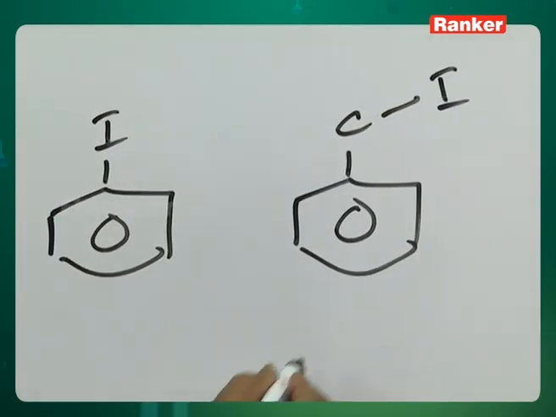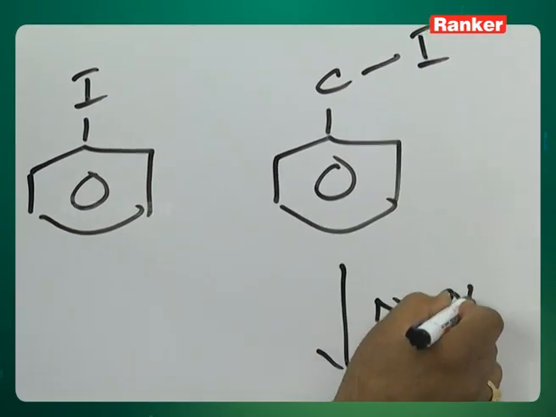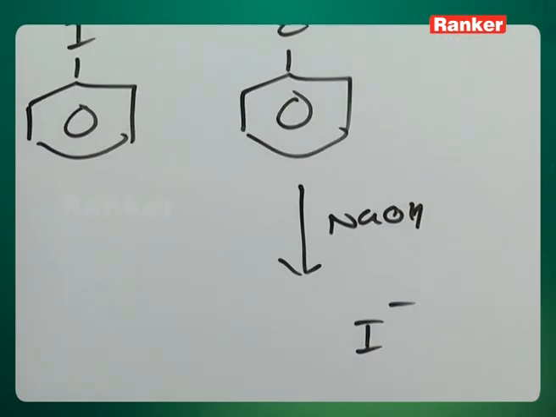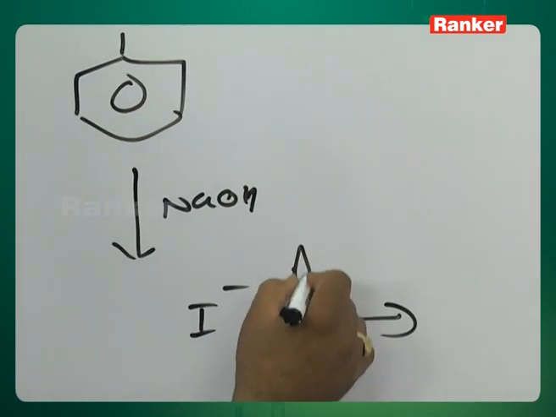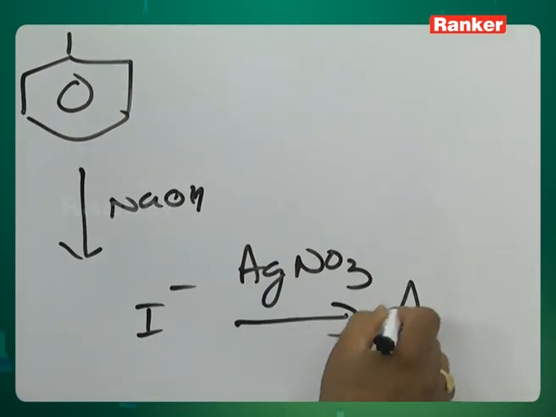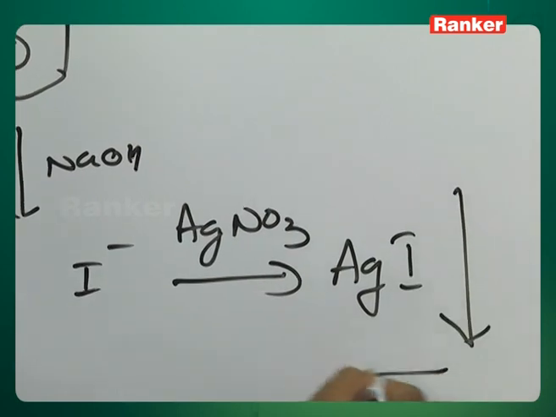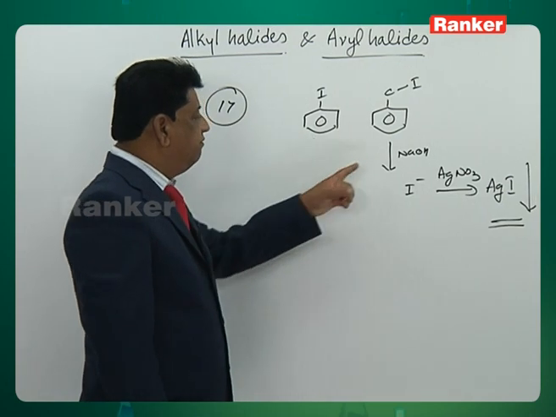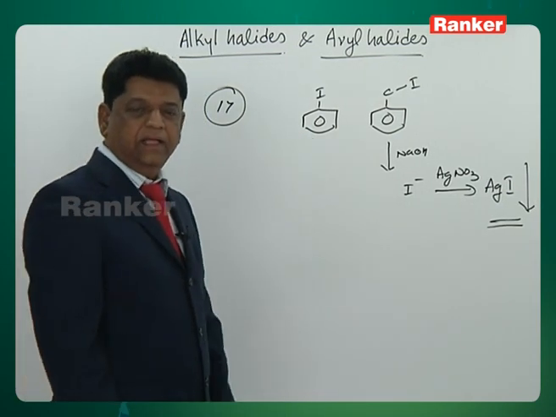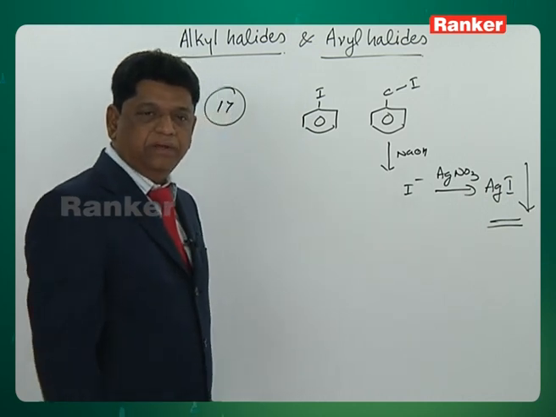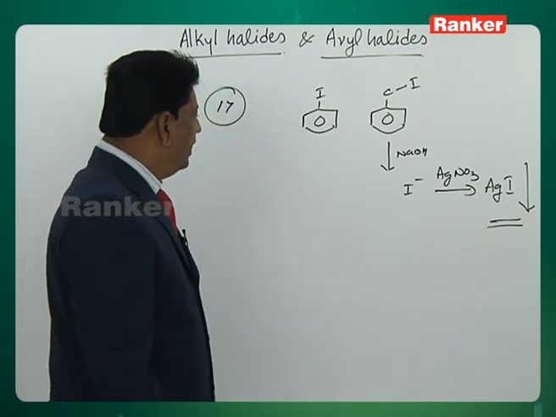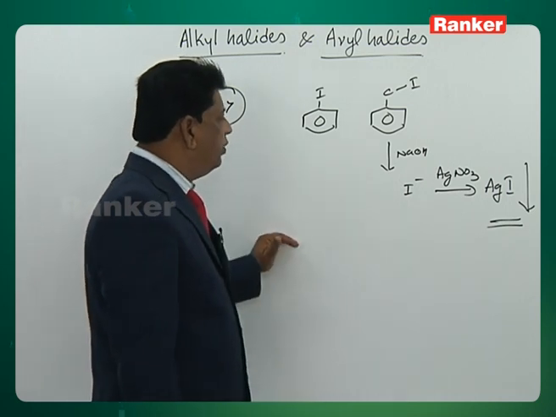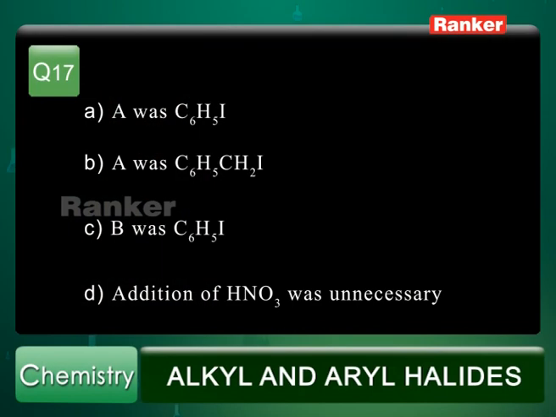In this case, when you boil with sodium hydroxide, hydrolysis takes place and I minus is released. When you add silver nitrate, it is converted into silver iodide, and you will get a yellow precipitate. Only benzyl iodide gives this reaction, whereas iodobenzene with sodium hydroxide is not that easy. A process called the Dow process, with high temperature and pressure, is required to hydrolyze it. So phenyl iodide will not readily hydrolyze, only benzyl iodide. So the answer A is right.